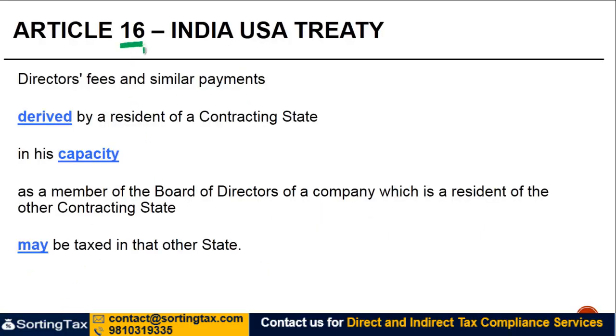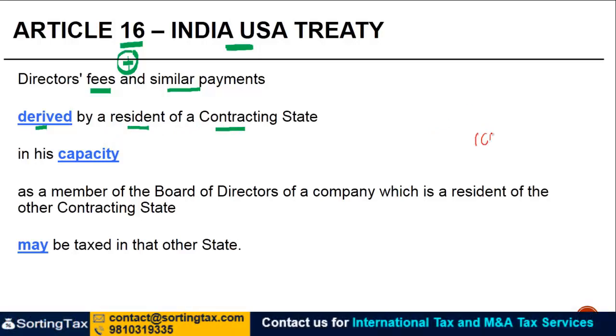So let us look at the provision of Article 16 of the India-USA Treaty. It says, director fees and similar payments. So the nature of payment which is covered is directors' fees and similar payments which are derived by a resident of a contracting state. Let's say we draw a small graph over here. So there's a non-resident, and this is an Indian company. So any director fees plus similar payments which might be made by the Indian company to the non-resident, which are derived by a resident of a contracting state, let's say a resident of the US, in his capacity.